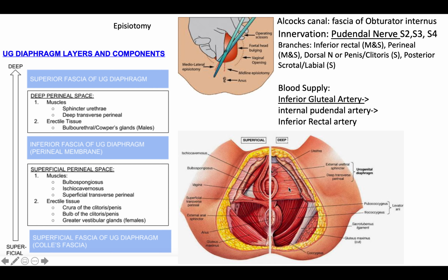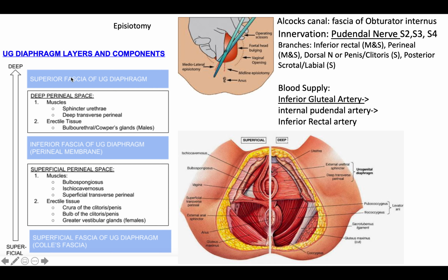Within this, for males, you will have your bulbourethral or Cowper glands, obviously following the male urethral tract. So that's where you can find them. As far as erectile tissue, know that for females in the superficial space, you'll have your greater vestibular glands, versus males in the deep space, the deep perineal space, you'll have your bulbourethral / Cowper's glands.